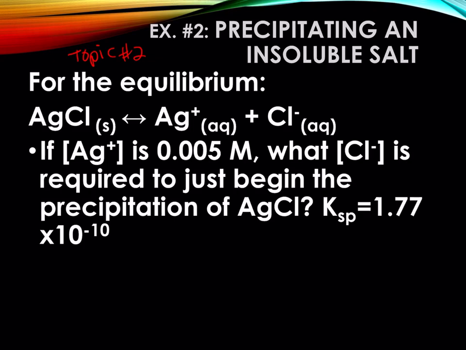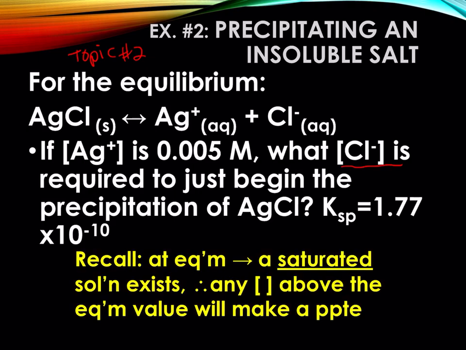Okay, so the next question is slightly different because, so this is also topic 2. This is a case where you're trying to figure out where you're just going to get precipitation to start. So you're given a KSP value and you're given the concentration of one of the ions and you're asked to find the other one. So when you have a saturated solution, that means that no solid will dissolve.